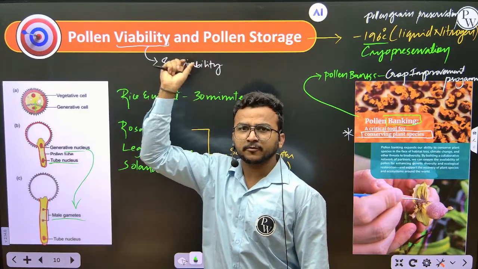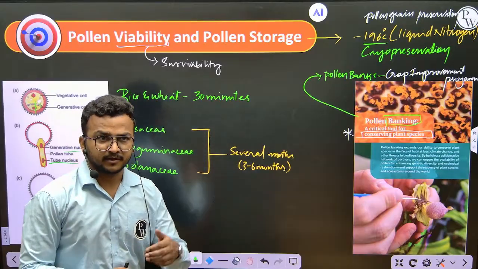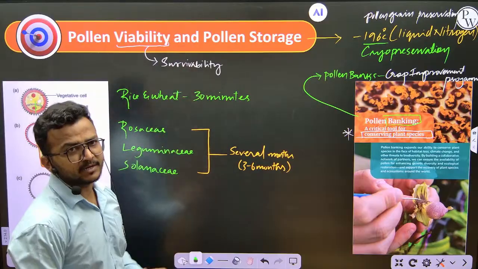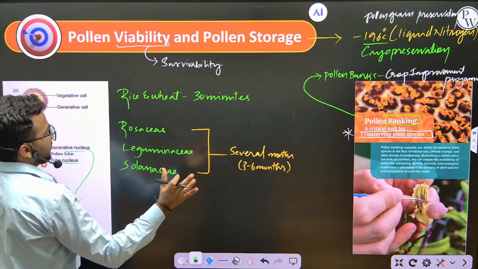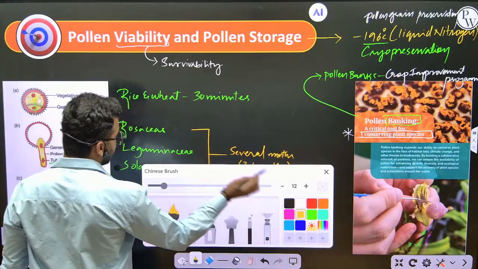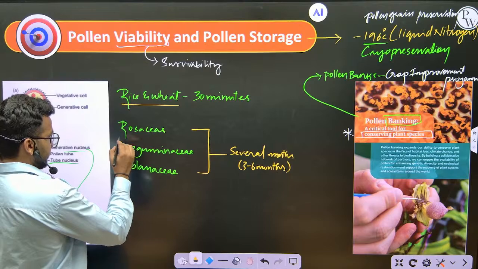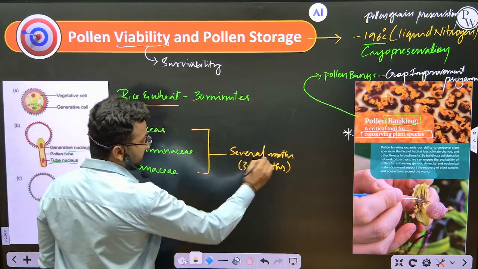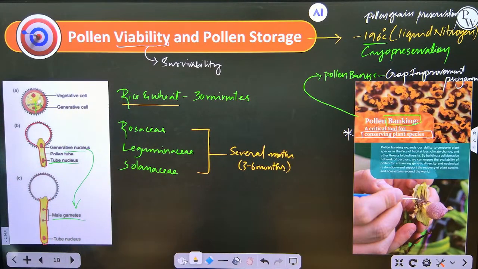Viability is nothing but the surviving of the pollen grain after release from the anther and before germination. We call it pollen viability. And pollen viability is different in different species. It varies. In the case of rice and wheat, it lasts for around 30 minutes, whereas in the case of Rosaceae, Leguminaceae, and Solanaceae, it lasts for several months, or 3 to 6 months. That is about pollen viability.